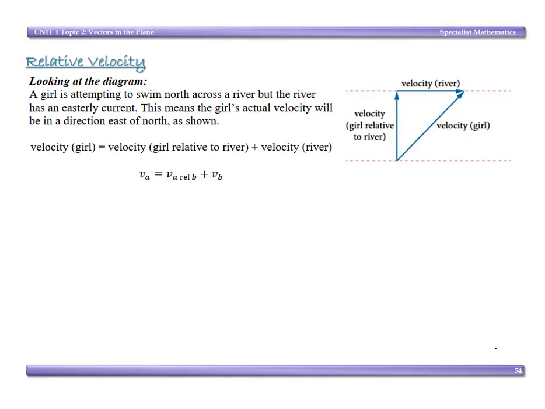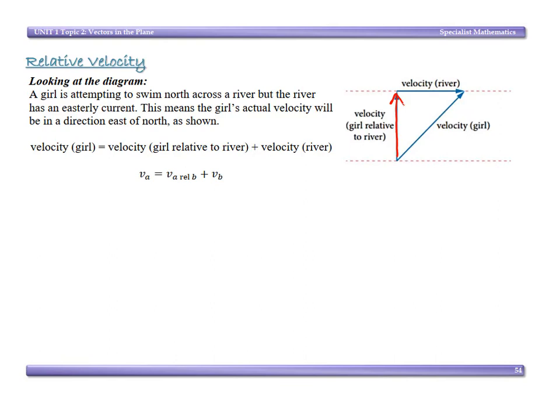Now let's look at relative velocity, which is another application of vectors. Now if we look at the diagram here, I want you to visualize this. This all makes sense if you visualize it, and we've already talked about it when we first introduced vectors. Now a girl is attempting to swim north across the river. So the girl wants to go north. So this is the direction she wants to go.